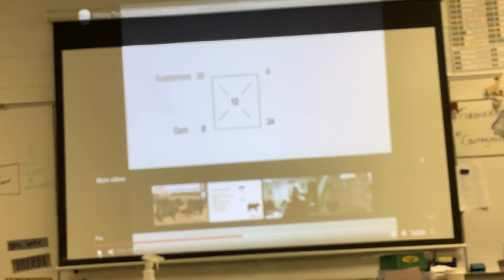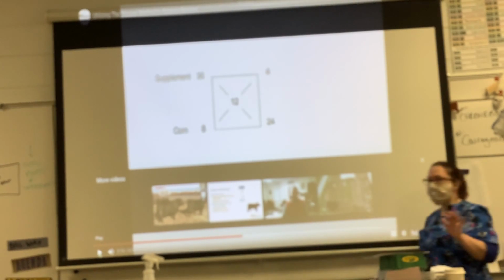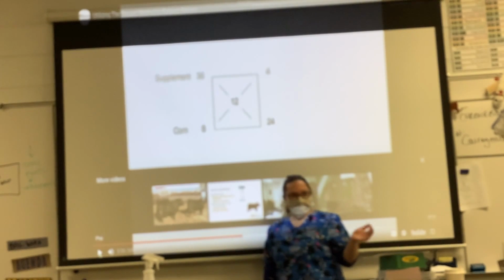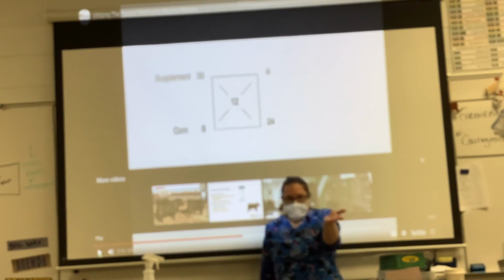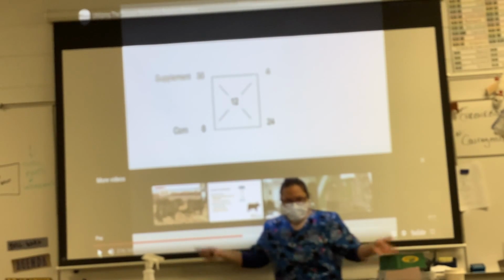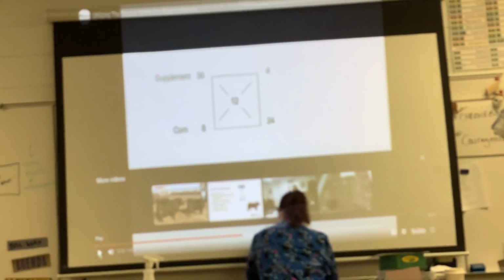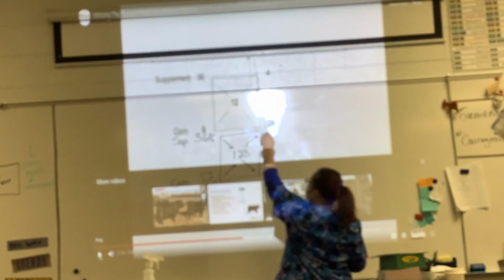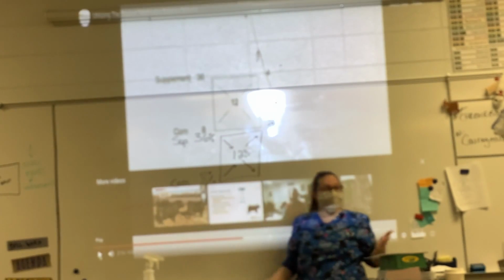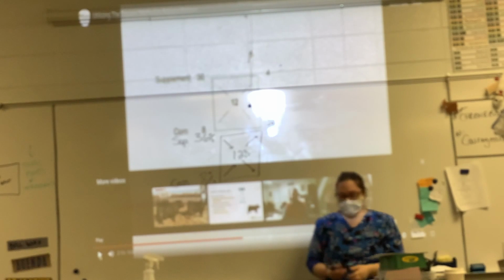So this is where those negative numbers don't matter, right? Because 8 minus 12 gives you negative 4. 12 minus 8 gives you 4. Okay, so it doesn't really matter. Remember how I drew those arrows? This is why I drew those arrows.